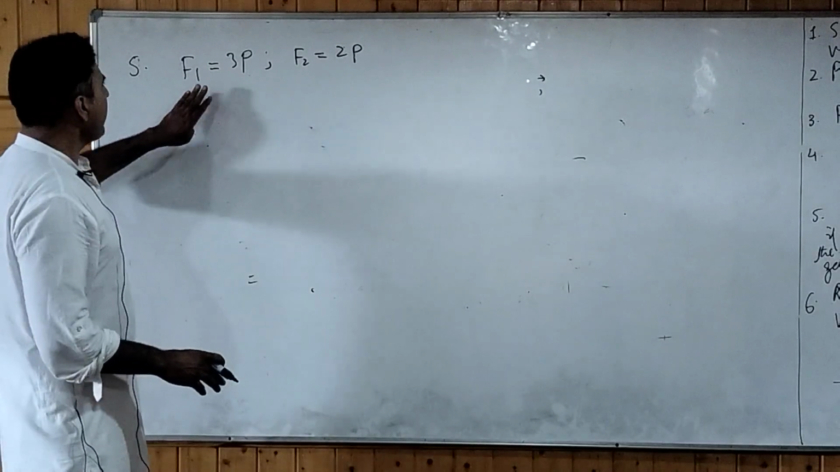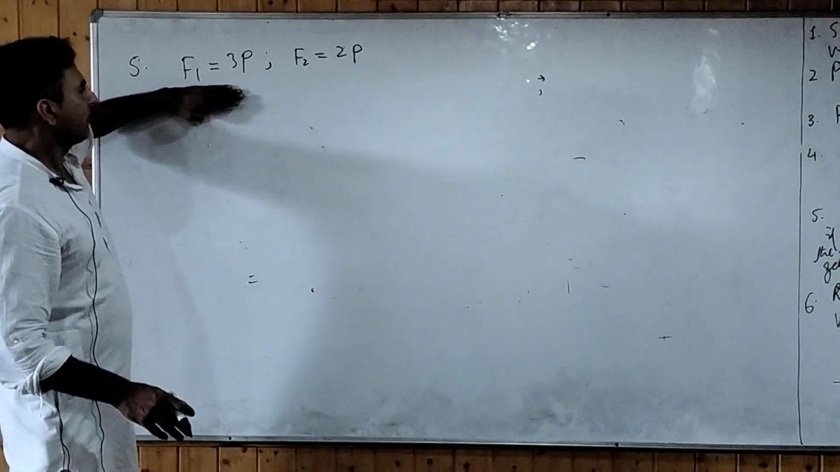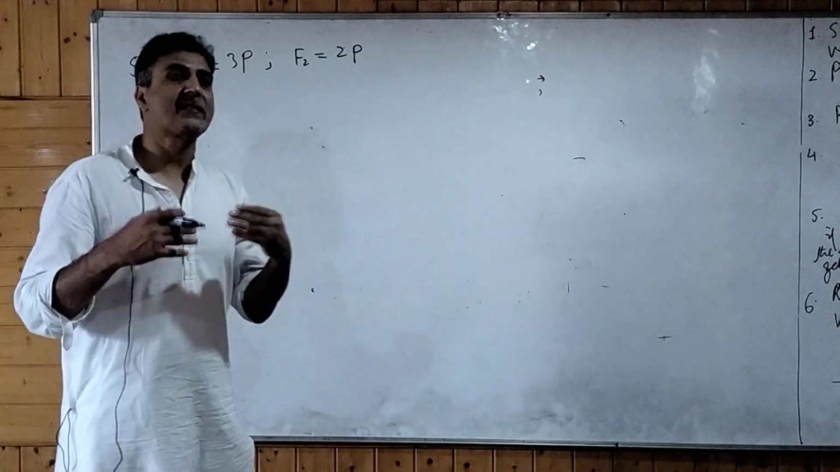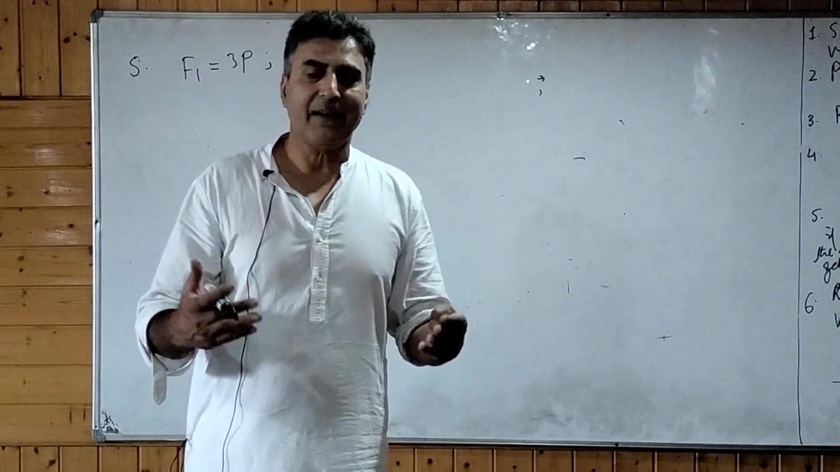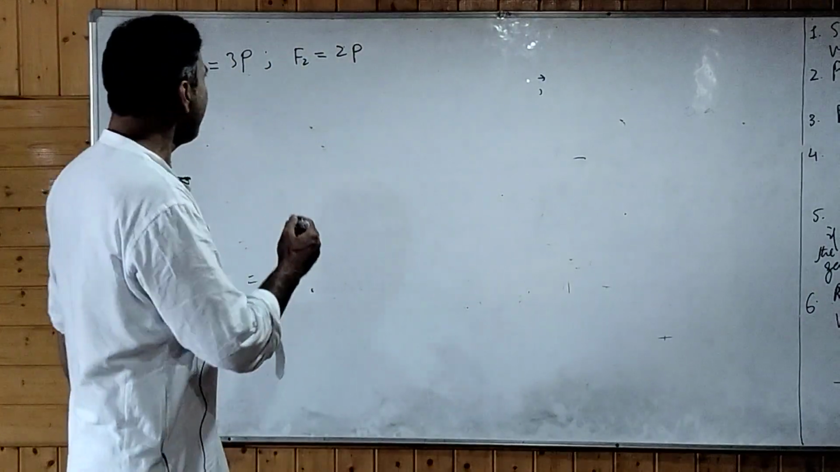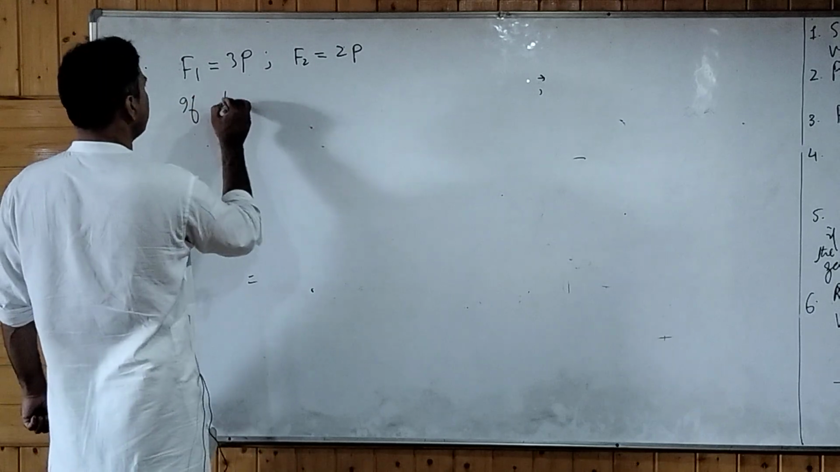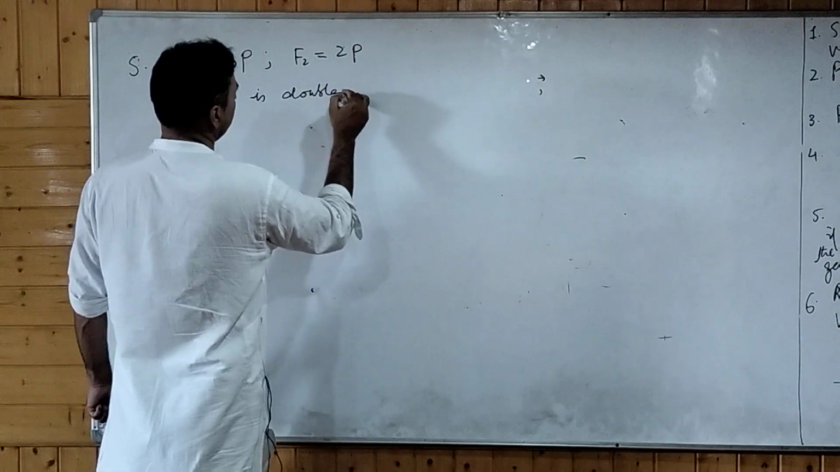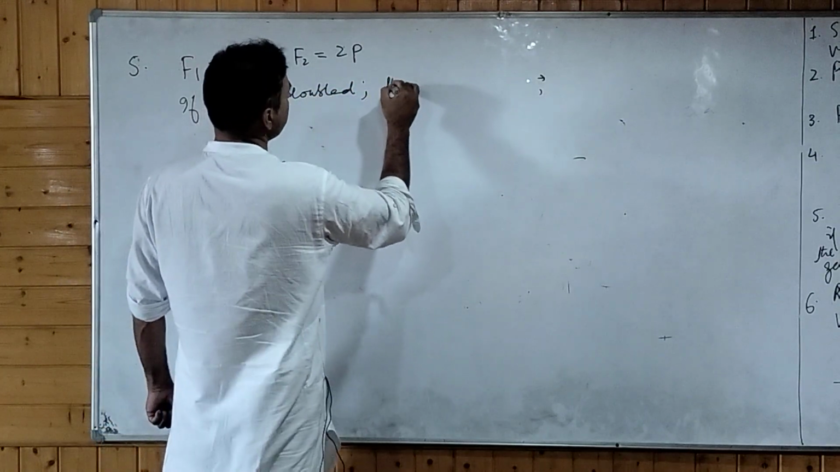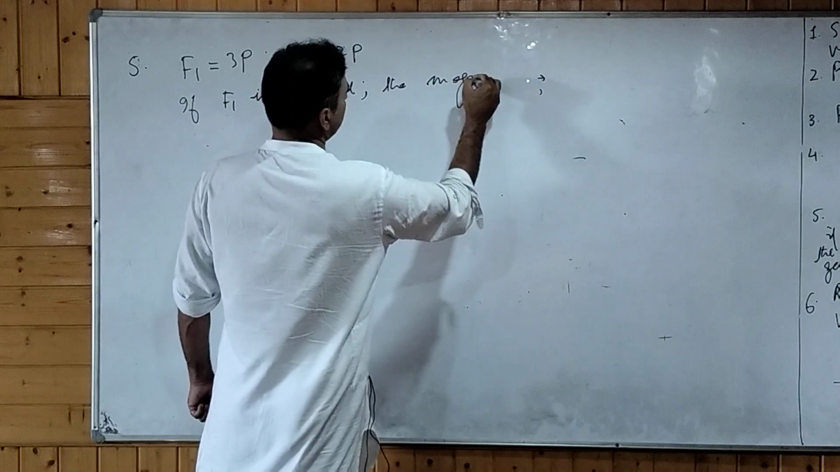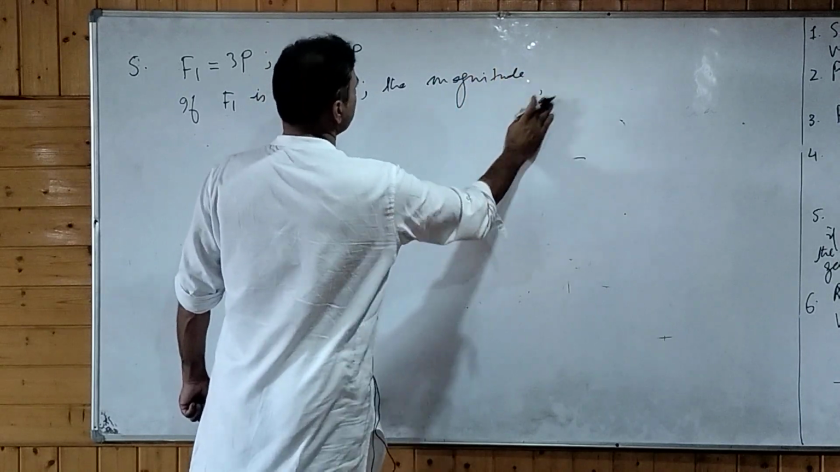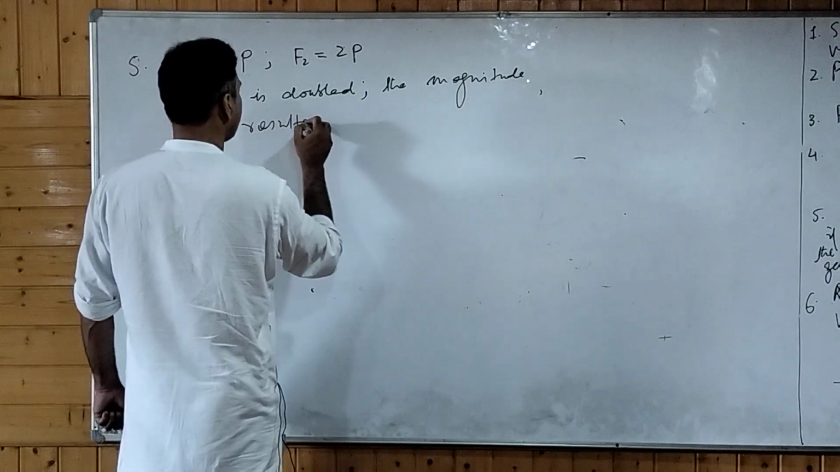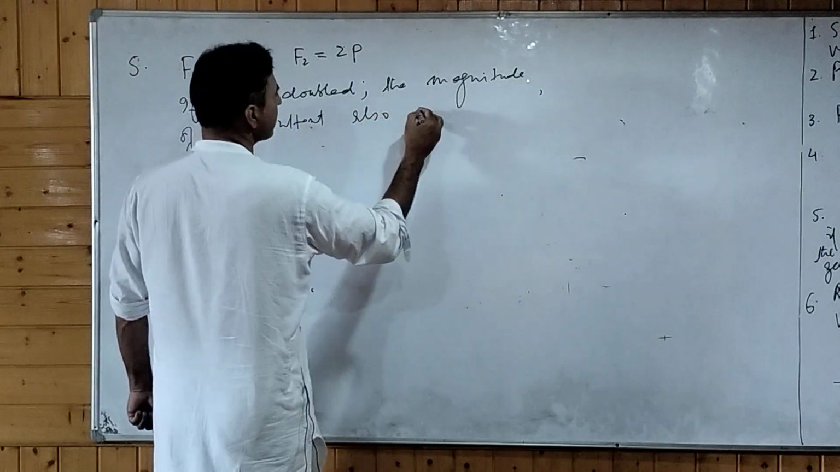Now, if I double this force, what happens? The resultant gets doubled in magnitude. So I will write it down here. If F1 is doubled, the magnitude of the resultant also gets doubled.